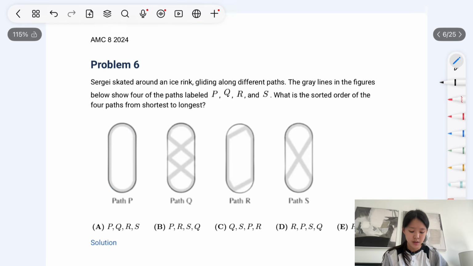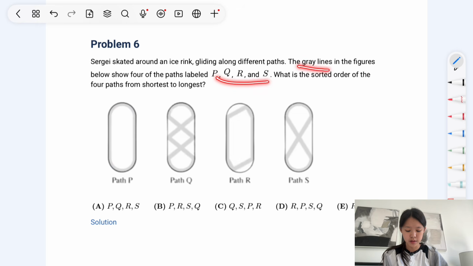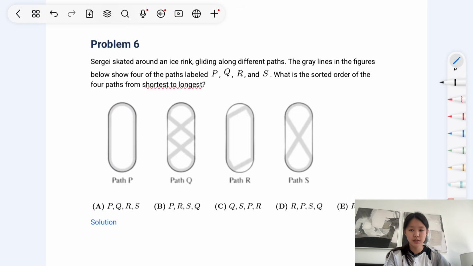Problem 6. There's this ice rink with different paths, P, Q, R, and S, shown by the gray lines. What is the sorted order of the 4 paths from shortest to longest? So first let's do some observation.